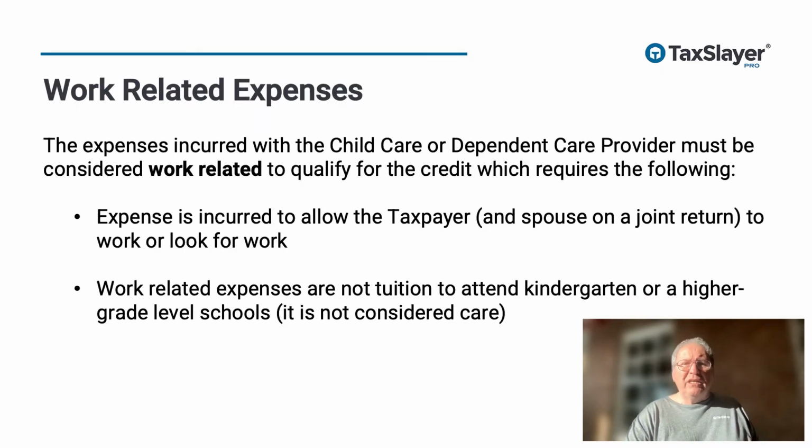Expenses always have to be for work-related purposes. These expenses have to be incurred so that a taxpayer, or their spouse on a joint return, can work or look for work. And they can't be school-related expenses. You can't put a child in kindergarten, for example, or some sort of grade school and pay tuition and consider that to be childcare expenses. After school care absolutely would work, but it can't be those types of things.